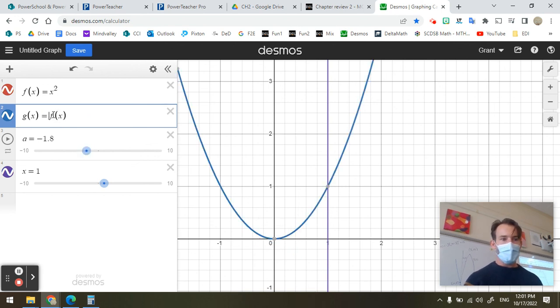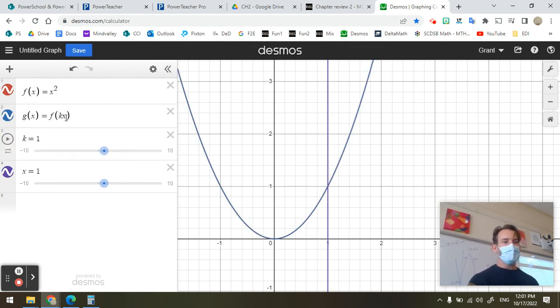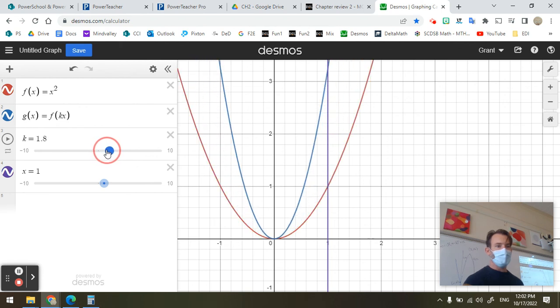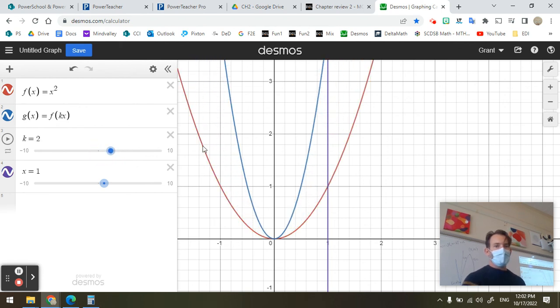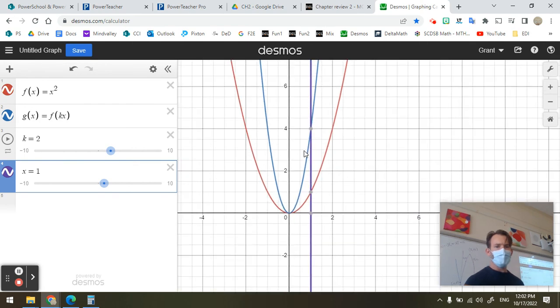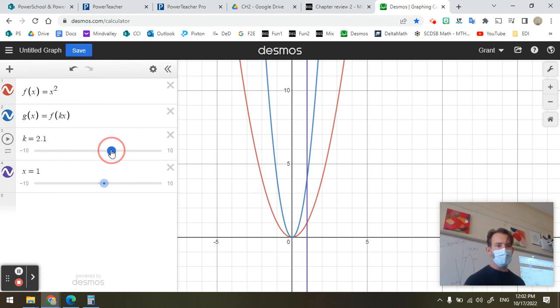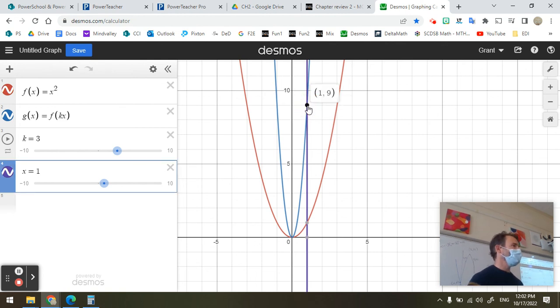Instead of having a there, we're not going to have the slider anymore. Let's multiply by k, and we're going to add a slider for k. So now this transformation is multiplying inputs. Let's see what happens as k goes to 2. Wait a minute, that stretched a lot more. Stretched up to 4. Zoom out a little bit. And see what happens if k is up to 3. Any predictions? Oh, it's up at 9 now.